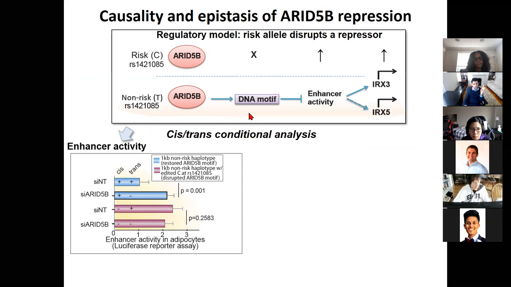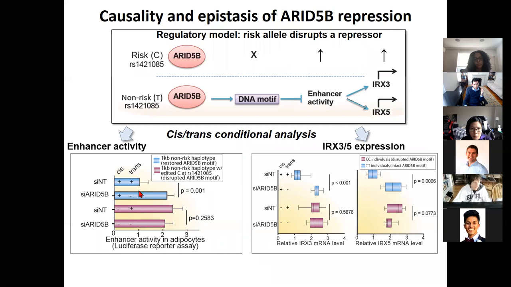And we found that it's only when you have both the motif and the regulator that you have an effect. But if you lose either one of them, you basically lose repression. So you require both for repression. If you lose either one of them or both of them, then you have derepression. And same thing with the target genes. If you have both of them intact, both the cis and the trans, then you have repression. But if you lose either the cis or the trans, you have derepression.